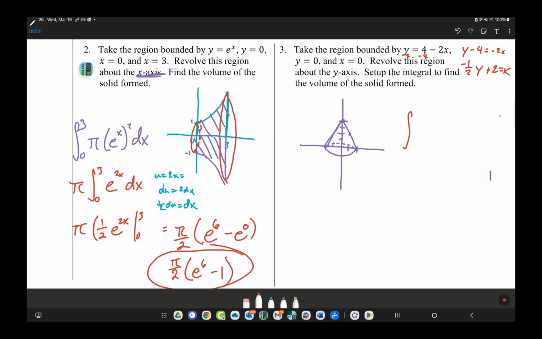Now, what are my bounds for the y? What's the lowest value for y? 0. What's the highest value for y? 4. Of just this function, so negative 1/2 y plus 2 squared dy. Oh, I did forget pi. I'll put pi there. Good catch. Don't forget pi. All right. Now, this is the same thing as saying pi integral from 0 to 4 of this squared, which is 1/4 y squared minus 2y plus 4 dy.